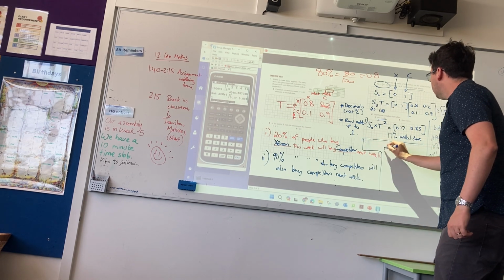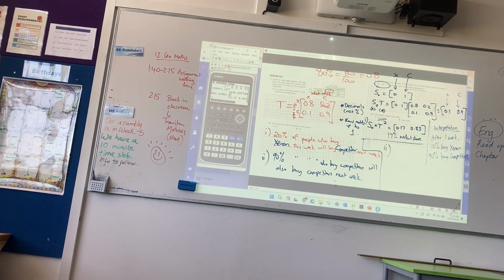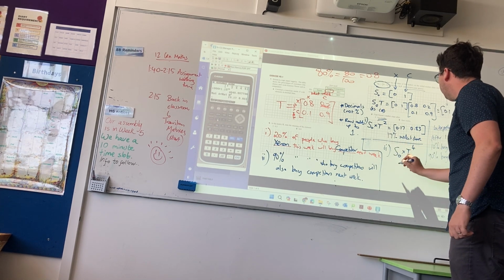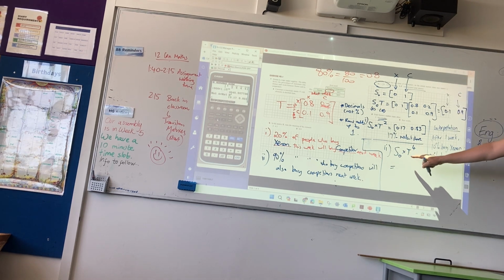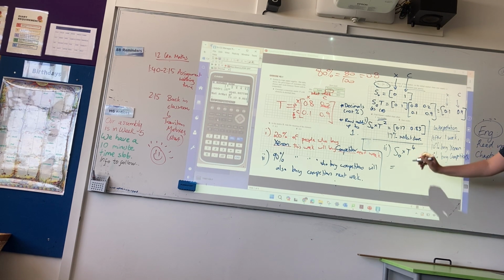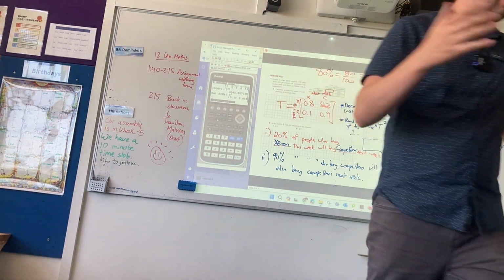What about part 2? Part 2 said after 4 weeks. What's our calculation going to be? Yeah, to the power of 4. So it's going to be S, the initial, times T to the power of 4. Notice again, it's S subscript 0, so it's like the initial. It's not to the power of 0, because anything to the power of 0 is 1, right? It's just saying initial. So S0 times T to the power of 4, let's recalculate that.